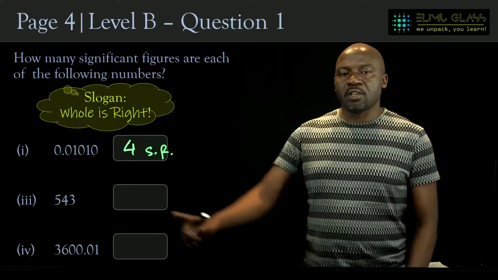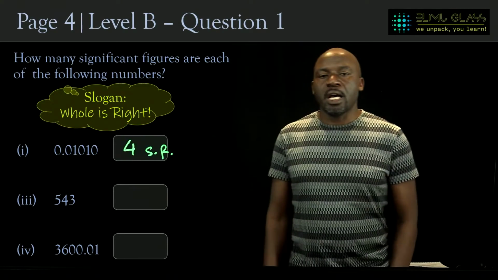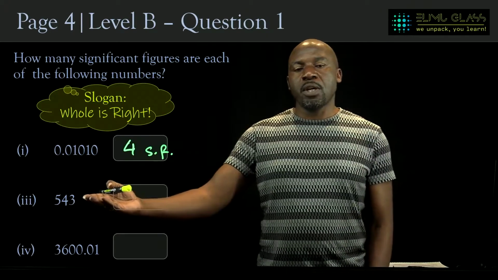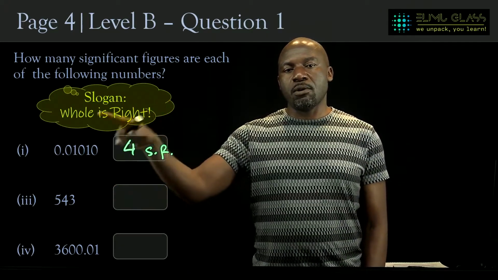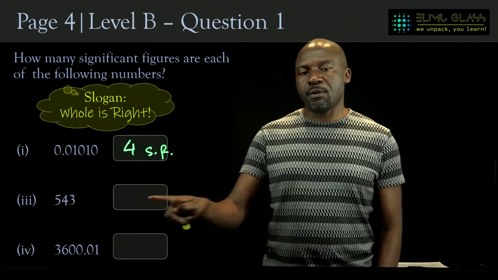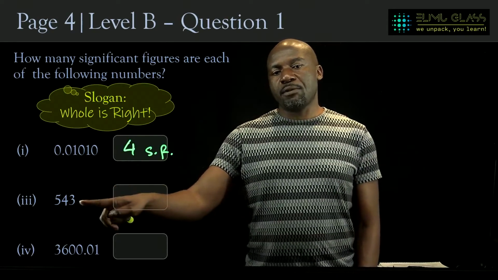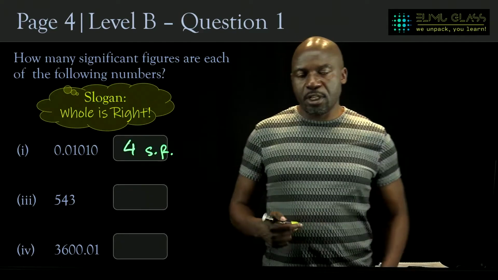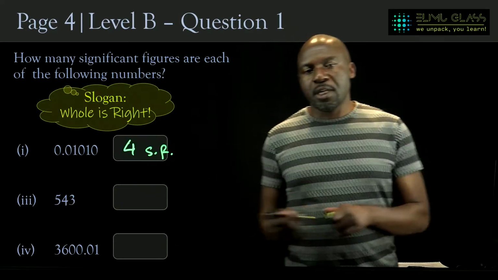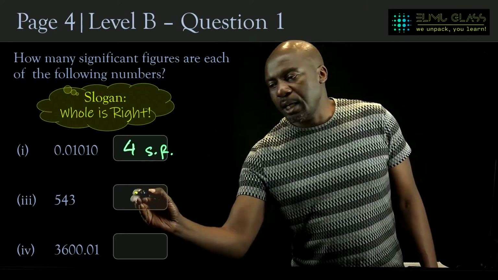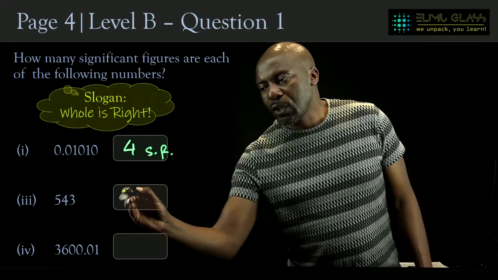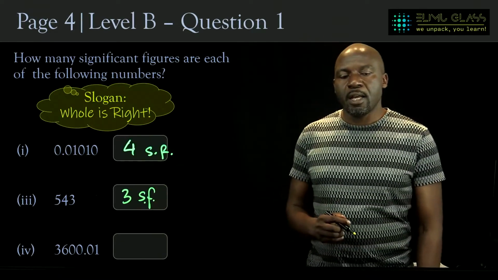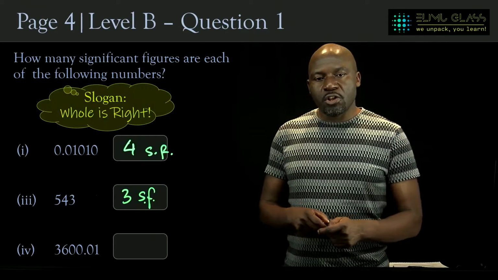All right, the next one is 543, and as you can see, this is a whole number. Since it is a whole number, we start from the right. Whole is right. That means we'll always start from the right if it's a whole number. We start from the right and count all digits, starting with the first non-zero digit, and that means we count all the digits, which means this is 3 significant figures.